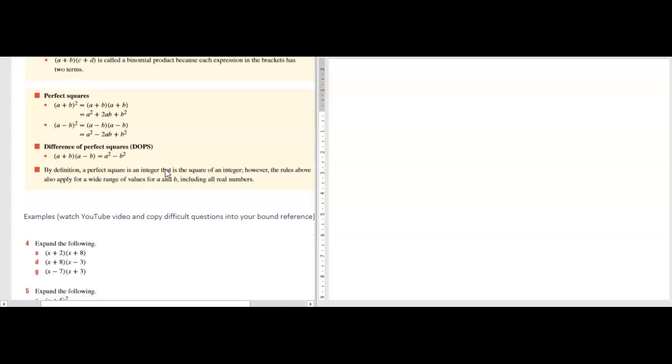And then lastly, the difference of perfect squares. It's just when you've got (a plus b)(a minus b). Basically those middle terms, you can see here we've got 2ab and minus 2ab, that disappears and you're just left with a squared minus b squared. So the difference of perfect squares. By definition, a perfect square is an integer that is the square of an integer. So the rules above also apply for a wide range of values for a and b, including all real numbers.